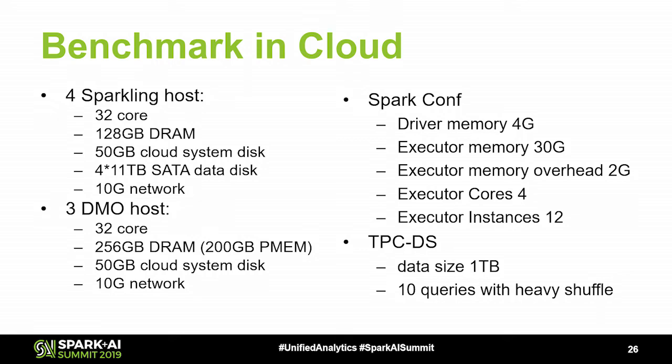The Spark configuration is almost the same as the previous one, except that we have much larger executor memory. Each executor has 30 gigabytes of memory. The benchmark we chose is still TPC-DS, and the data size is 1 terabyte. We chose 10 queries with heavy shuffles.